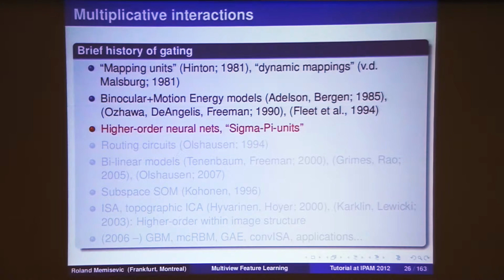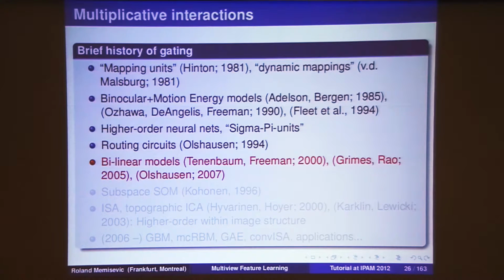A parallel line of work was higher order neural nets, where people try to learn on basis expansions. They try to square their input or something before learning, and that also leads to fairly similar behavior. Bruno Olshausen looked at routing circuits for a long time. He has been doing lots of work on this mapping unit idea that started also in the 90s. And then, since around 2000 or so, bilinear models became popular, which are also basically the same idea. And there were various people trying various training schemes and applying this to various applications.